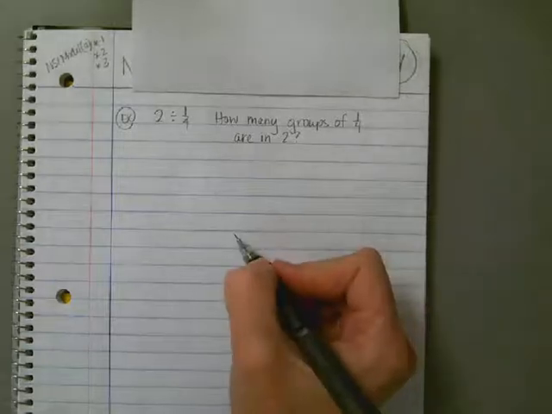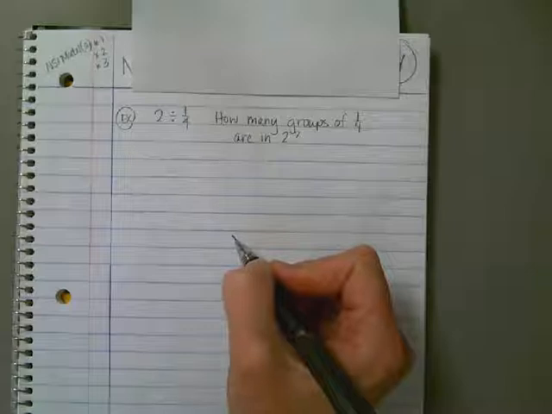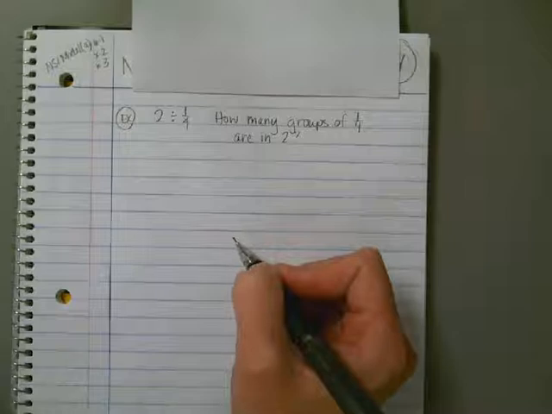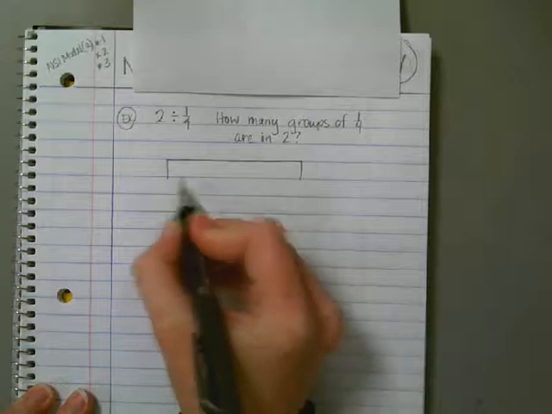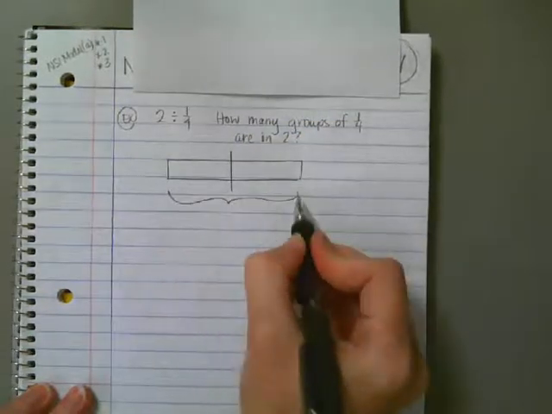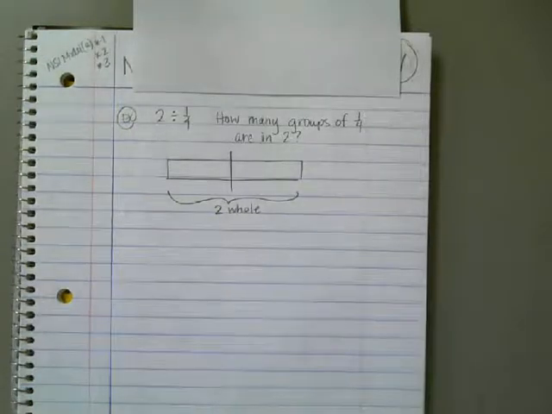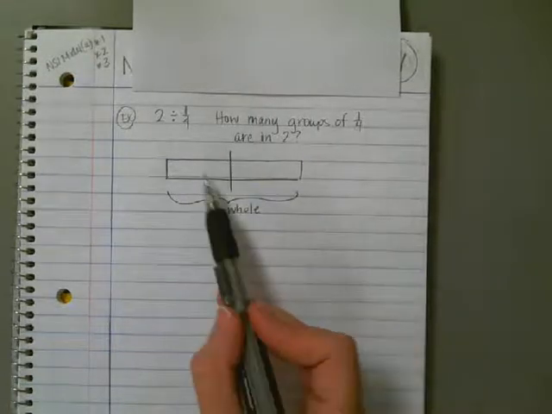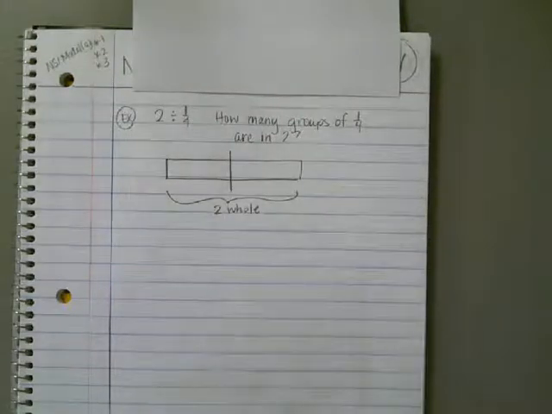So to keep it simple, I know there's different kinds of modeling that we can do. You've done circles, you've done rectangles, you've done squares. We're going to stick with our tape diagram. So right now I'm going to draw a tape diagram. And I know that this tape diagram represents 2 whole. And I'm showing that it's 2 whole by I have 2 equal parts here that I made. So each of these parts here equal 1.